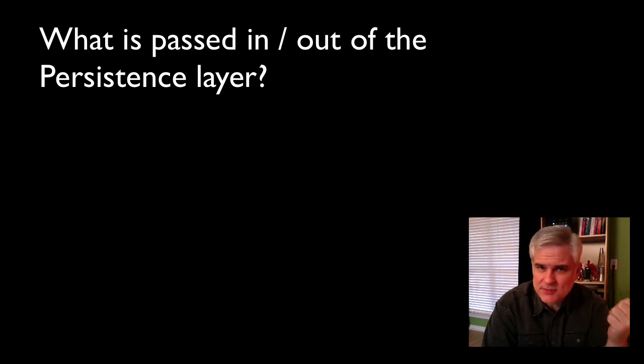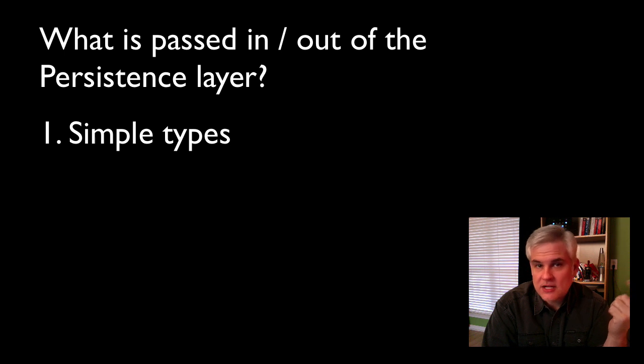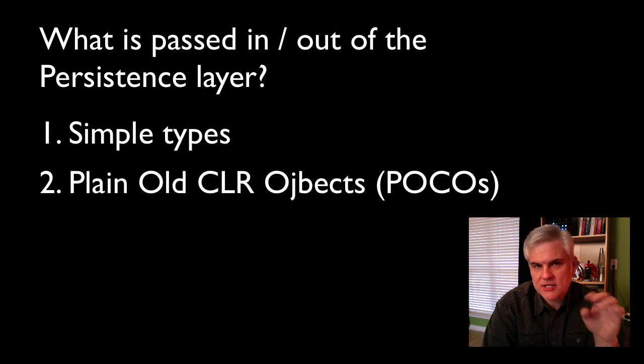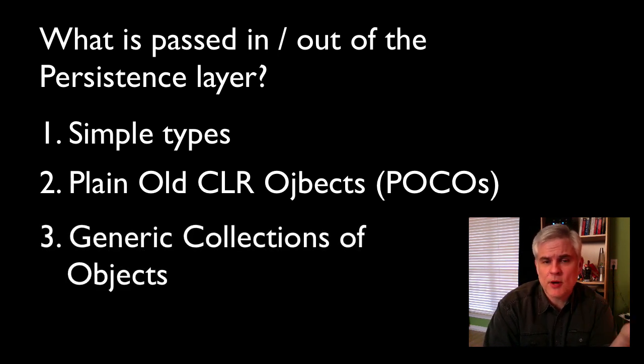First of all, it could be just simple types like ints and strings, receiving as input parameters and returning as return types. Or more likely, it'll be POCO objects. POCO stands for plain old CLR objects. These are just C# classes with public properties. Or it could be generic collections of POCO objects. So it could be a list of orders or a list of products, for example.